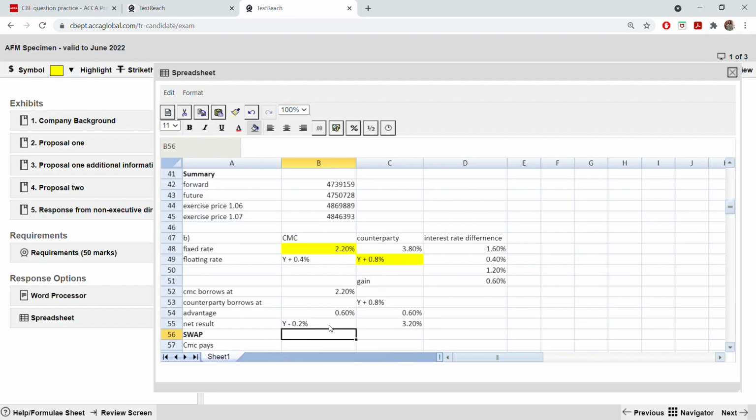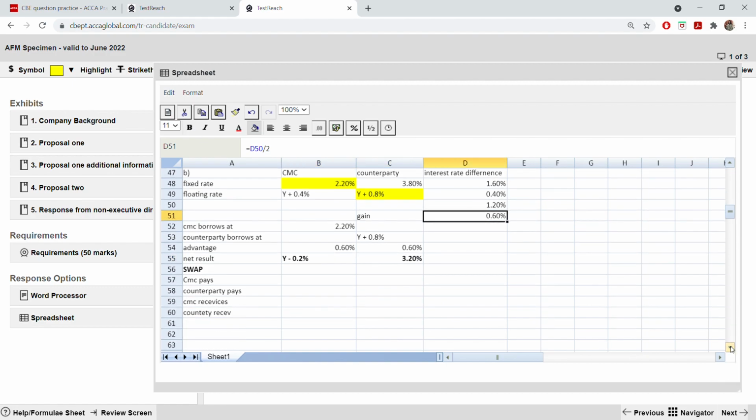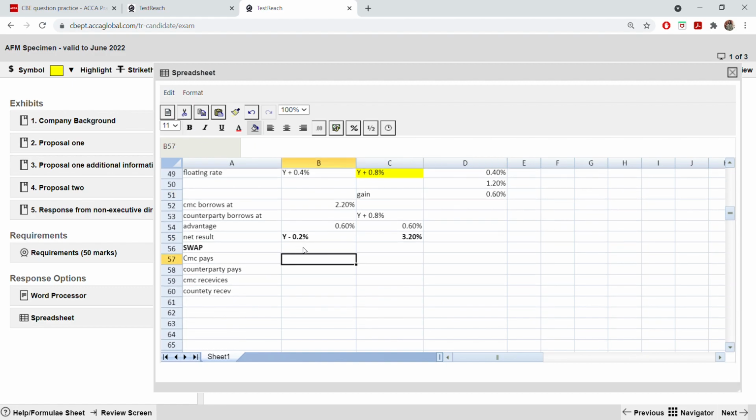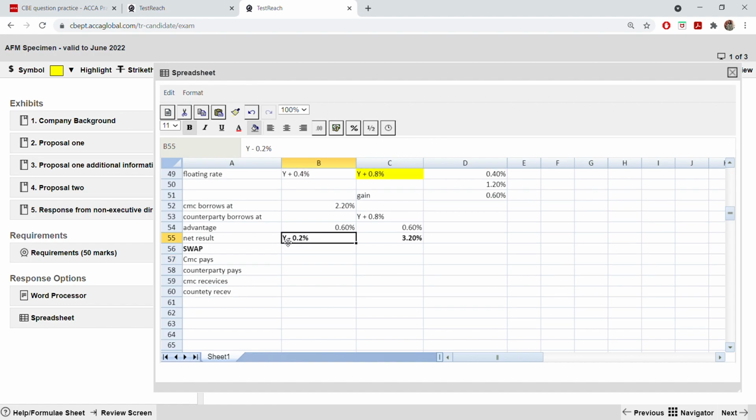This has to be correct, because based on this you will know this table. So counterparty. See, you always start with Y. Who is paying Y and who is receiving Y? Start with that because fixed rate is the balancing figure. So who has the Y counterpart? CMC is paying Y, because you see in the net result he's paying Y. So CMC is paying Y, and counterparty will receive that Y.